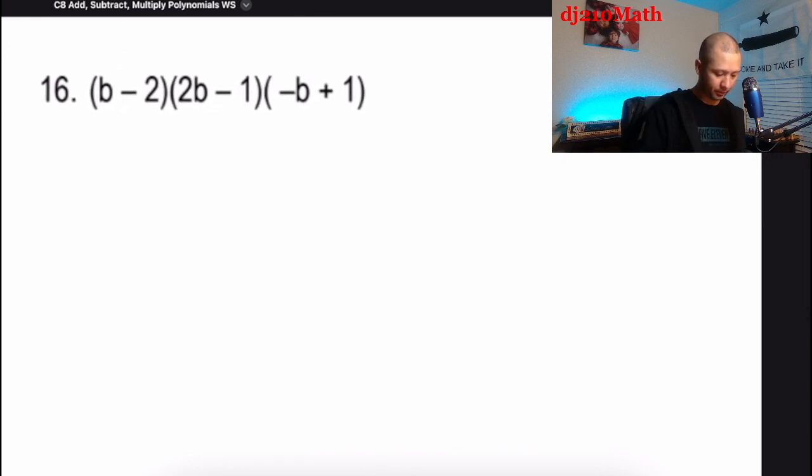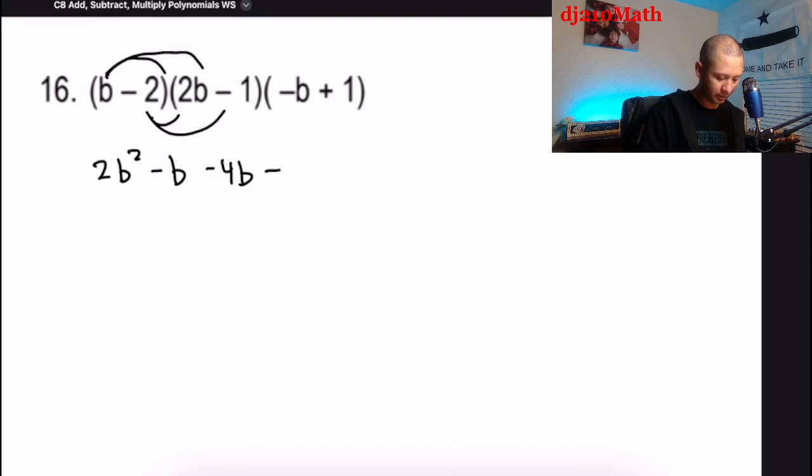All right, we'll do first two. No need to be fancy. All right, so 2b squared minus b minus 4b plus 2. Combining the two middle terms, we get 2b squared minus 5b plus 2.